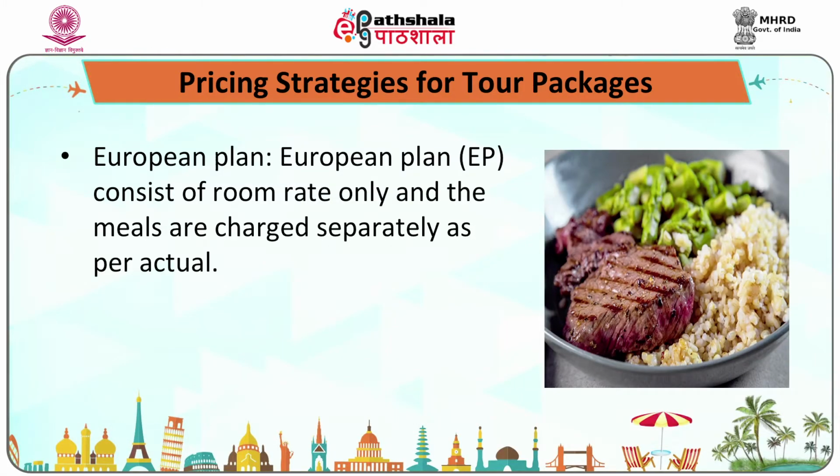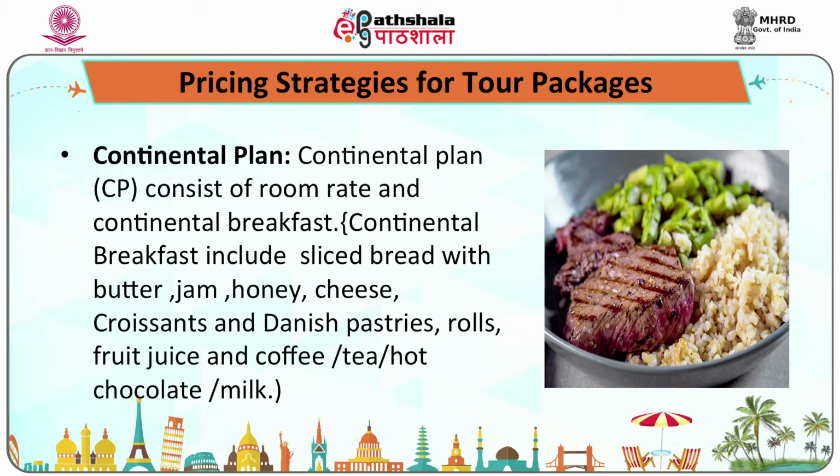European plan. European plan or EP consists of room rate only and the meals are charged separately as per actual. Continental plan consists of room rate and continental breakfast. Continental breakfast includes sliced bread with butter, jam, honey, cheese, croissants and Danish pastries, rolls, fruit juice and coffee, tea, hot chocolate or milk.